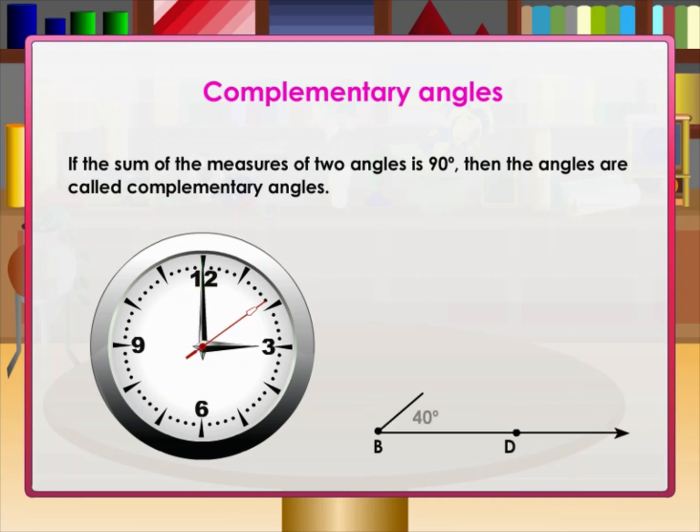Let us discuss another example. The angle formed by ray BD with the ray BC and the angle formed by ray BC with the ray AB are complementary to each other because the sum of the angles is equal to 90 degrees.